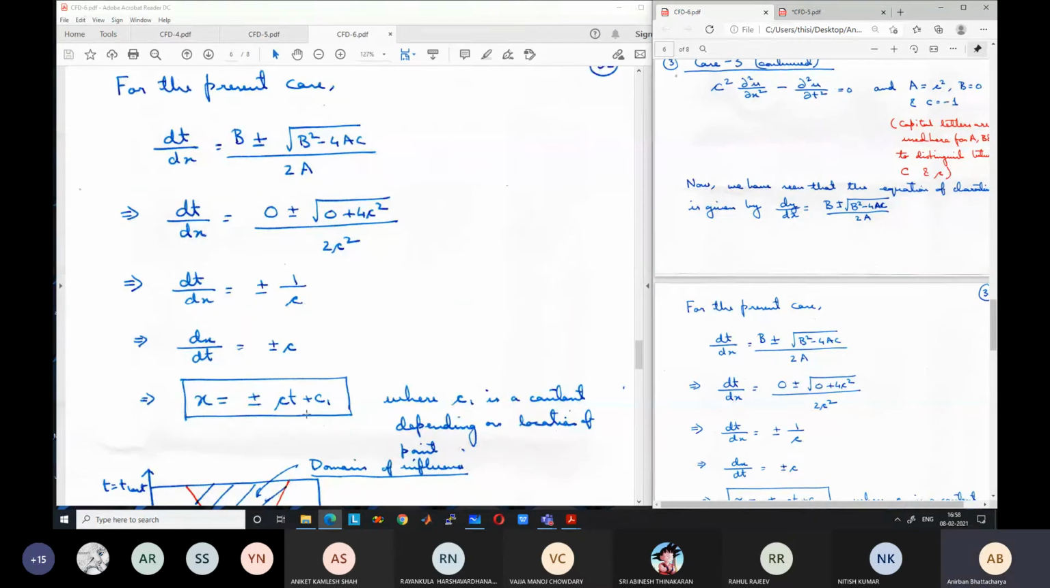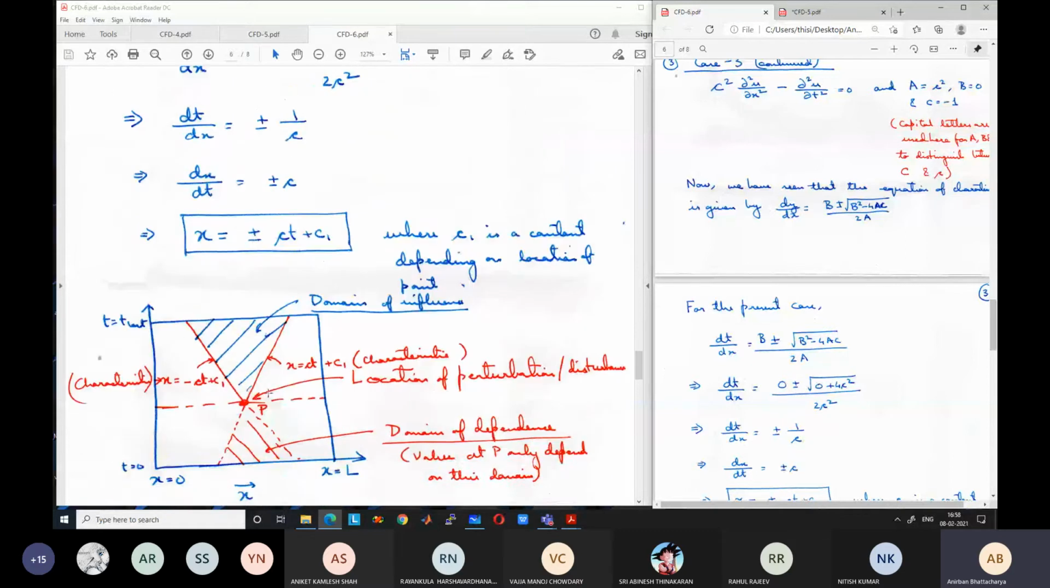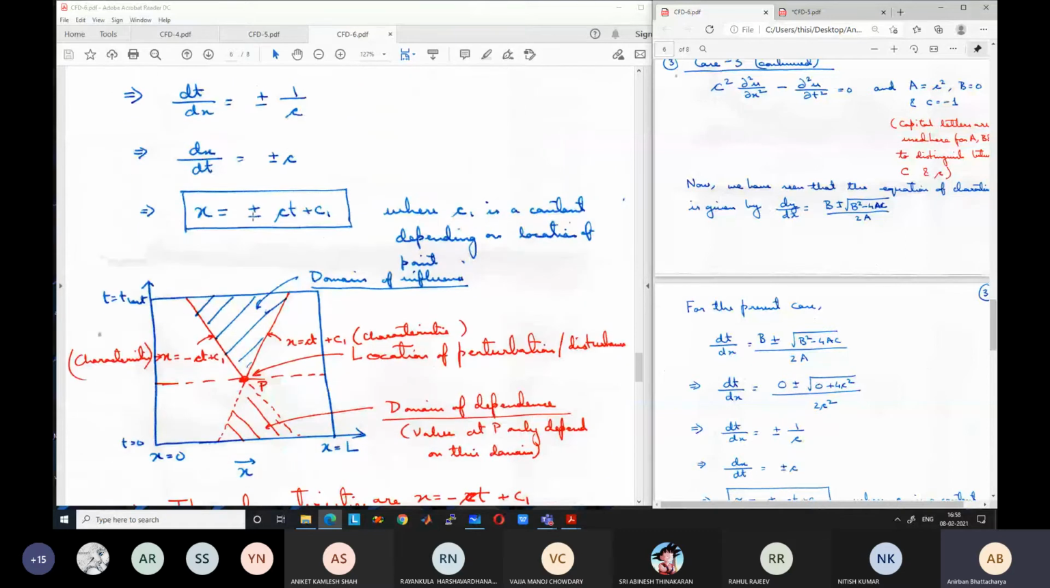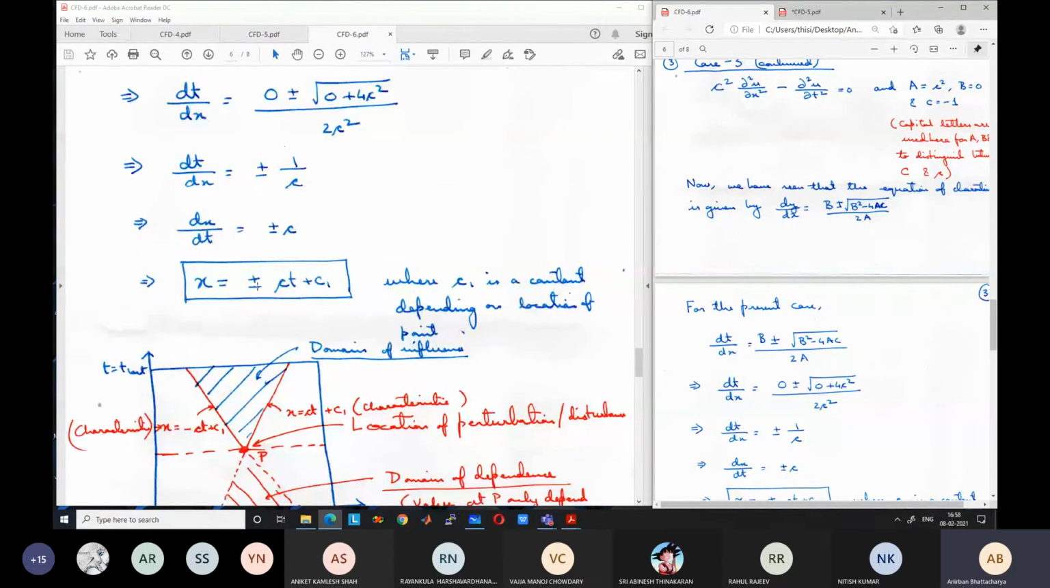x is equal to plus minus ct plus c1. So we have two equations of lines. One is with plus and one is with minus. So you can write this as c1 plus ct and c1 minus ct. c1 is a constant. We don't know what is the value of the constant. c is the small c that was present in the wave equation.